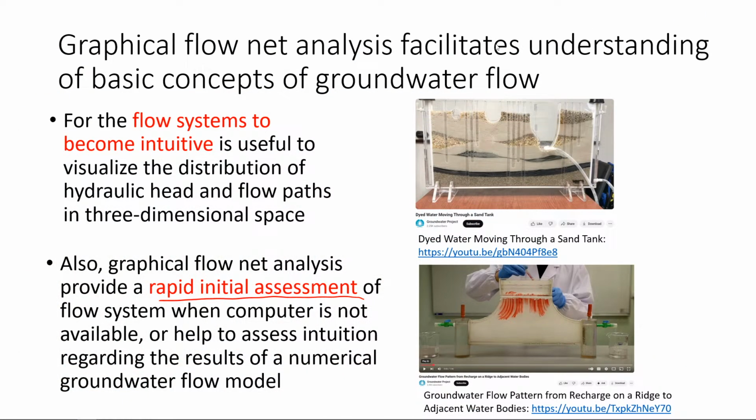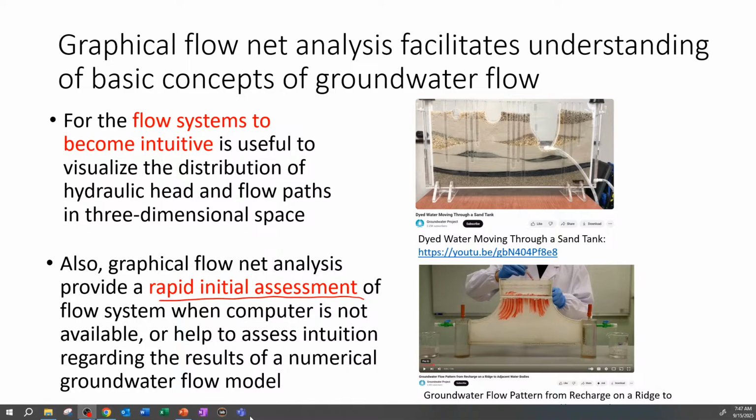Okay. So yeah, so you see here, I was just showing an example for having an intuitive understanding of the system. But another way is that we also do this for rapid initial assessment. So we can draw flow lines and equipotential lines, and that will let us do some quantification of the flow.